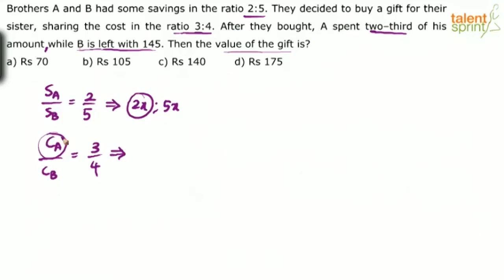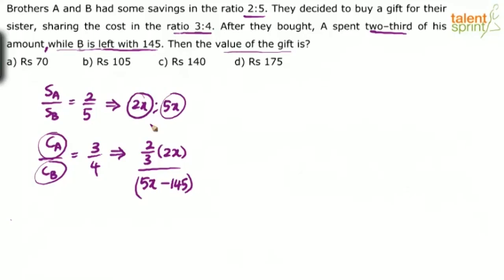That means what is the contribution of A? See, whatever A has spent is nothing but his contribution. Contribution of A is how much? 2/3 of whatever savings he had, divided by contribution of B. It was found that B is left with 145. How much money did B have? B had 5x. Out of 5x, he has spent some amount. He is left with 145. So can we say he has spent 5x minus 145? Yes or no? The remaining amount is 145.